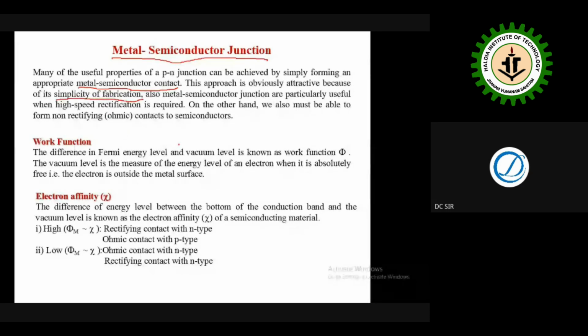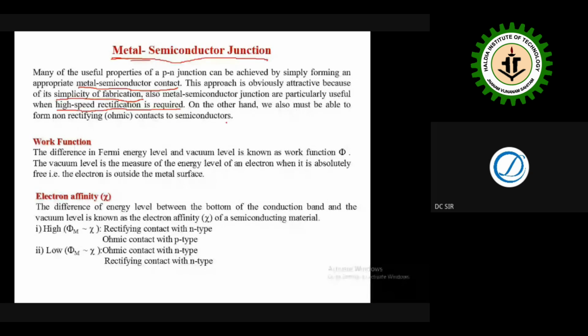Also, metal semiconductor junctions are particularly useful when high-speed rectification is required. Using a PN junction diode, we can rectify the signal. That is your rectification. So when we need to rectify a high-speed signal, then we consider a metal semiconductor junction.